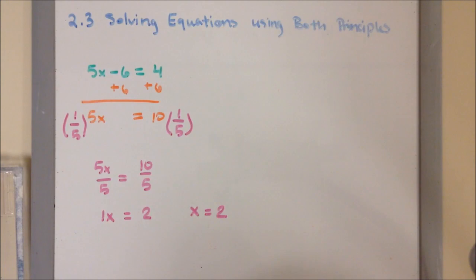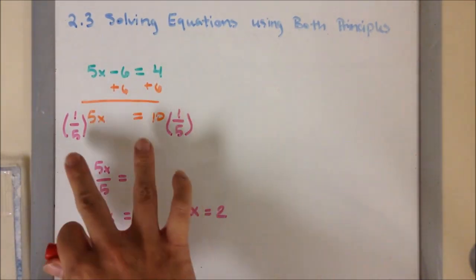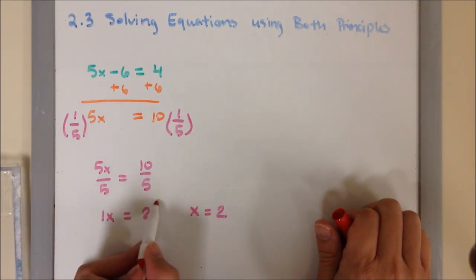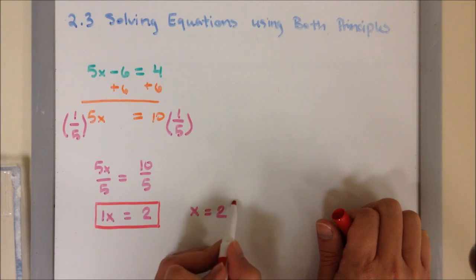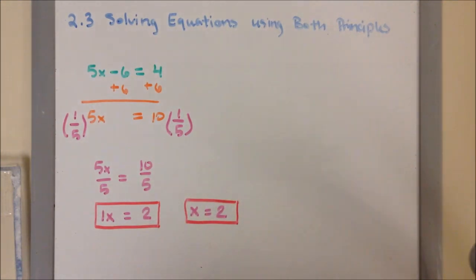So that's basically what it means by using both principles. First, I use the addition principle, and then I use the multiplication principle. So I was able to get 1x equals 2, or simply x equals 2. That's it.